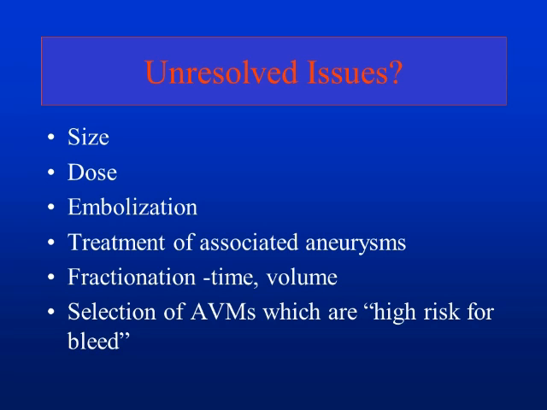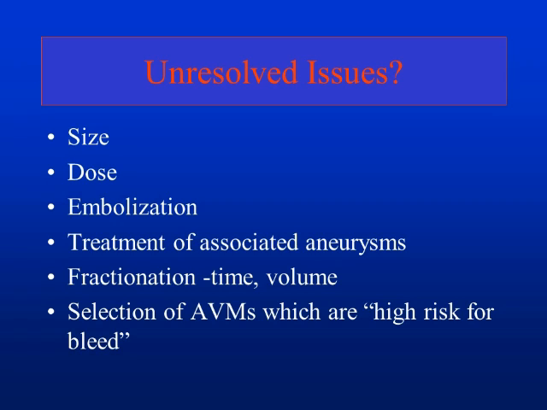And the selection of AVMs which are high risk for bleeding, I don't think we're very good at that. We know that if there's a venous outflow phenomenon, they might be at higher risk for bleeding. If there's an aneurysm, they're at higher risk for bleeding. Maybe if they're periventricular, there's a higher risk. At least the bleed is likely to be more severe.